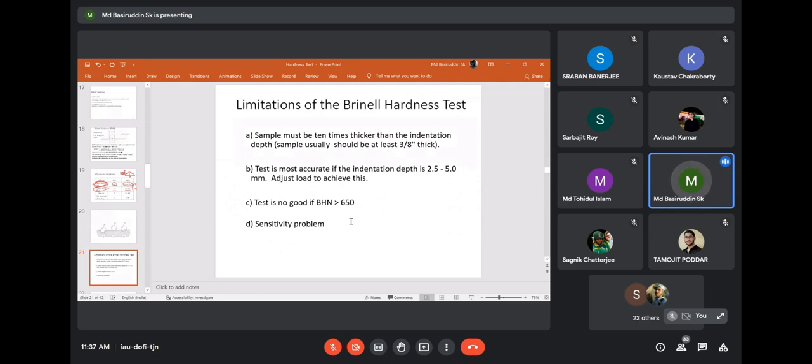Do you know why strain hardening effect will interfere with your test result?